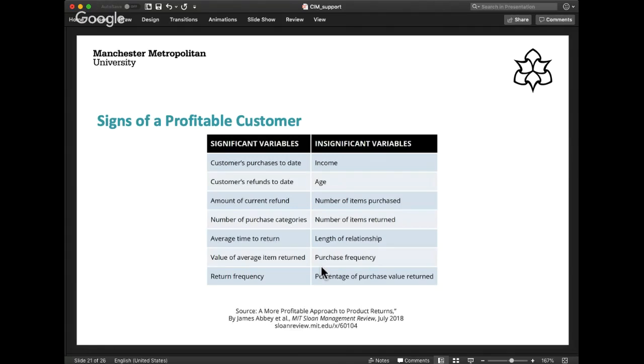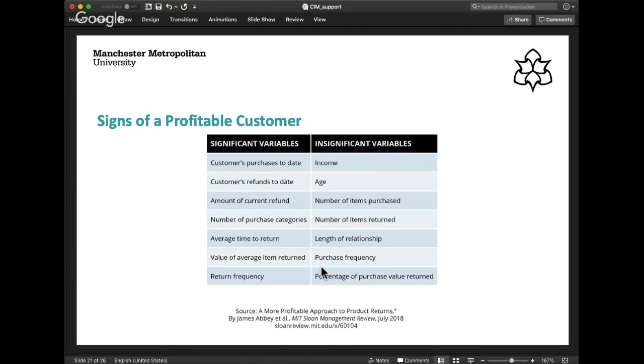So one of the things that we've learned, well, some of the things that we've learned are quite insignificant, are things like income, the age of the customer, the number of items that they have purchased, the number of items they've chosen to return, the length of our relationship with this customer, because they may have purchased one thing years ago but stayed on our database.